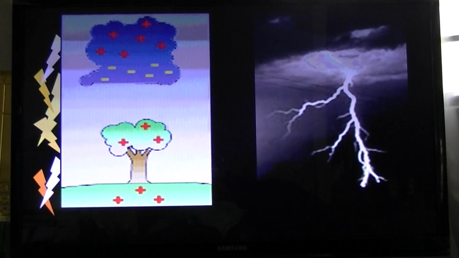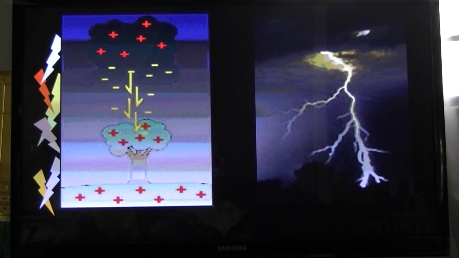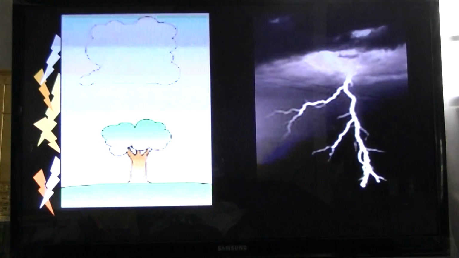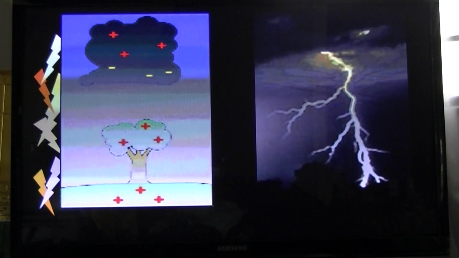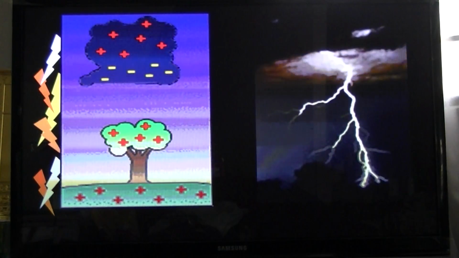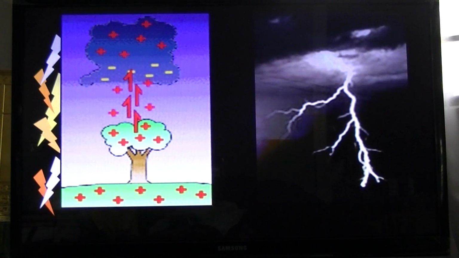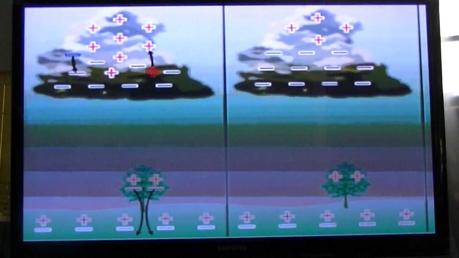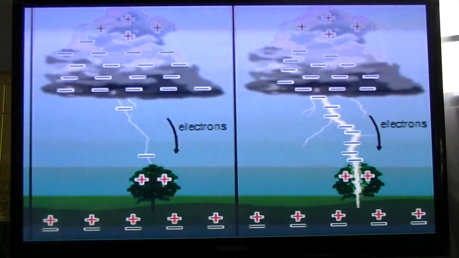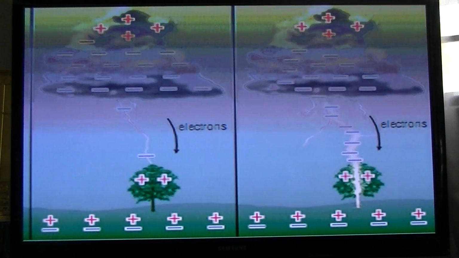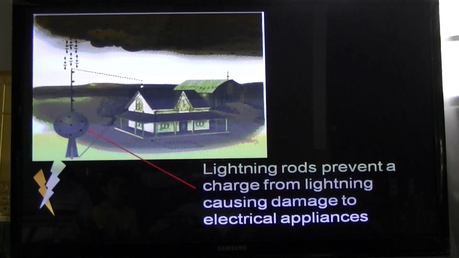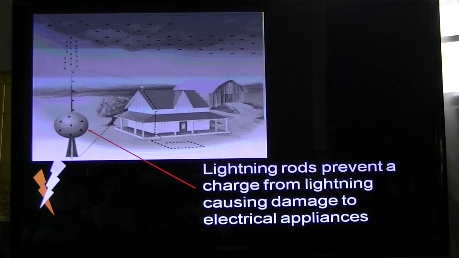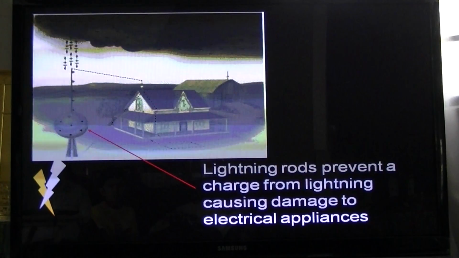We have the tree is positive, the cloud is negative, and the ground. That's why the lightning comes towards the trees and the ground, because of the positive and negative attracting. You see? Look again. Look at this example here, positive, negative. See, transfer of electrons. A lightning rod is used to prevent lightning causing damage to electrical appliances. By having that, it grounds the lightning.